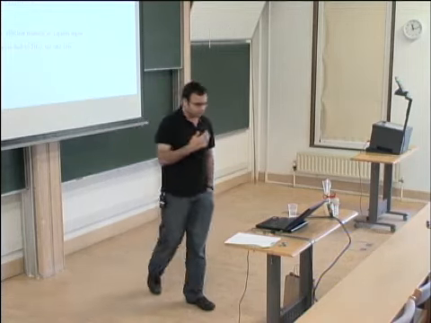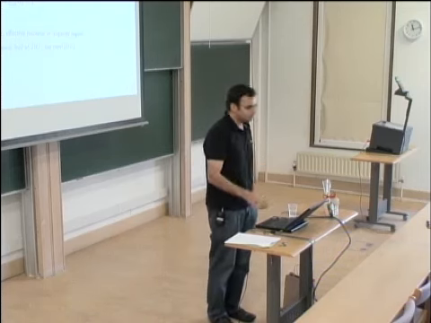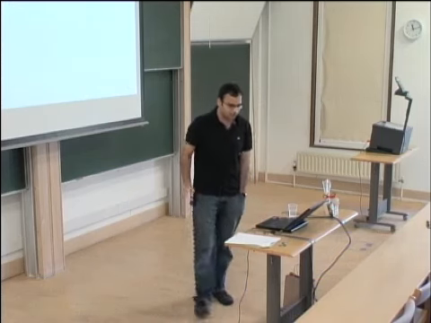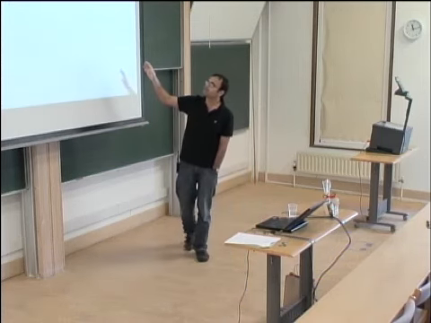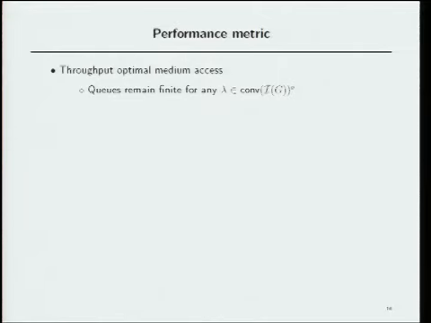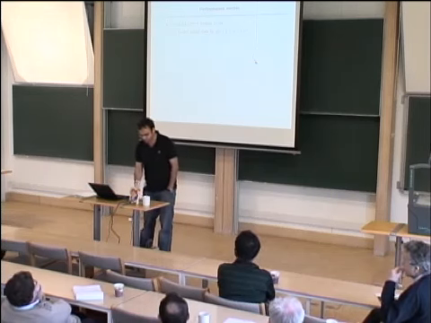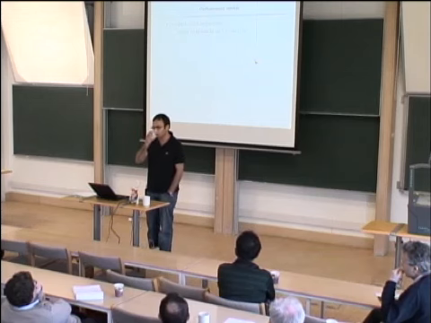And given that we want an algorithm that maximizes utilization of the medium, one way to say it is that as long as the demand imposed on the network is satisfiable, that is, it's in the convex hull of this independent set, then we would like to have the Qs remain finite. Okay. So that's a basic goal here.